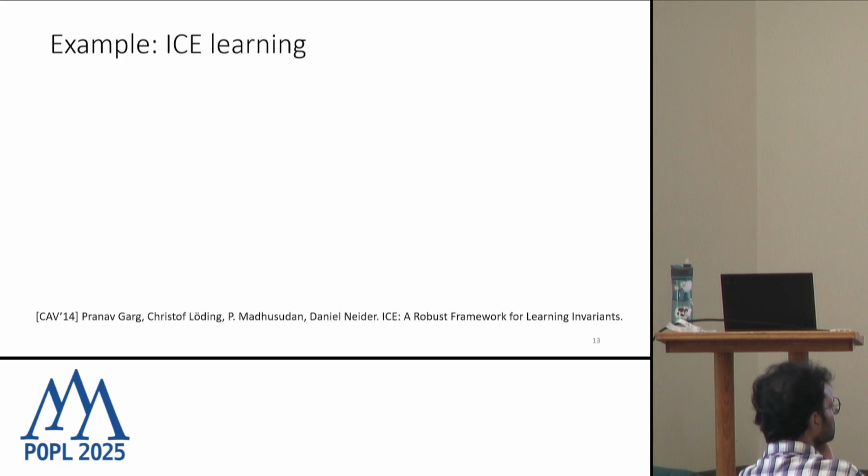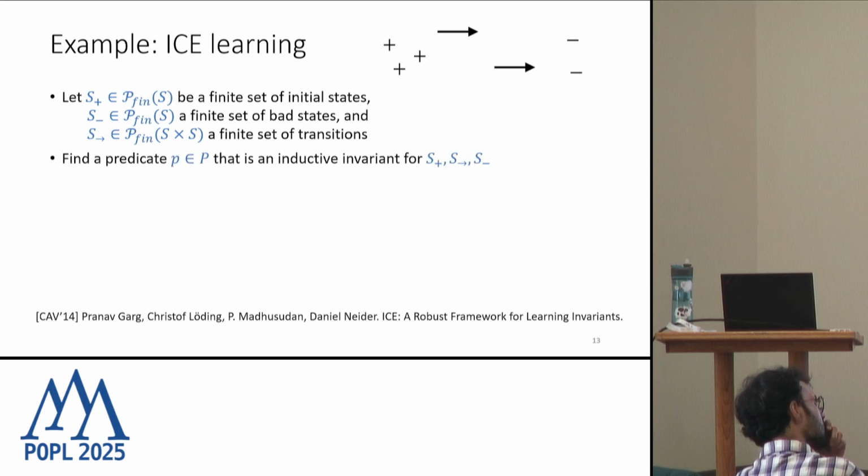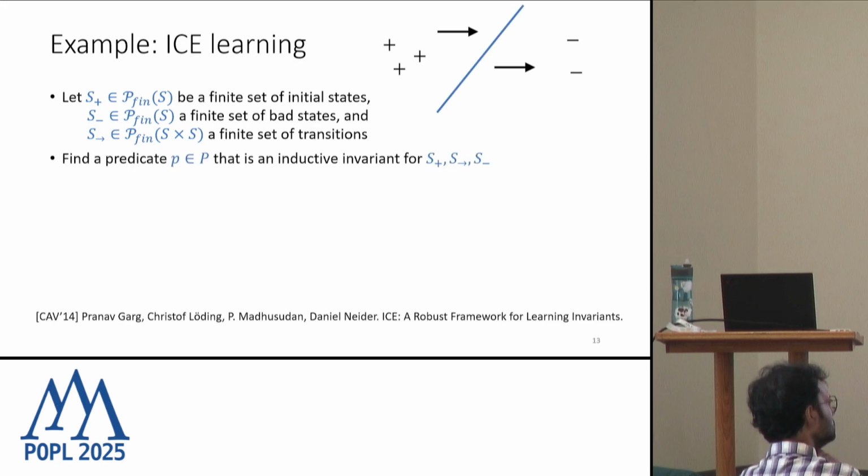So now let's look at another example, ice learning. So in ice learning, it's also in the setting of safety verification of a transition system. The basic procedure is that we have some finite set of states which are positive, some finite set of states which are negative, and there are going to be initial and bad states, and some finite set of transitions. And we're going to try to find a predicate that is inductive, but just for these constraints, for this finite set of constraints. Let's say we find this predicate.